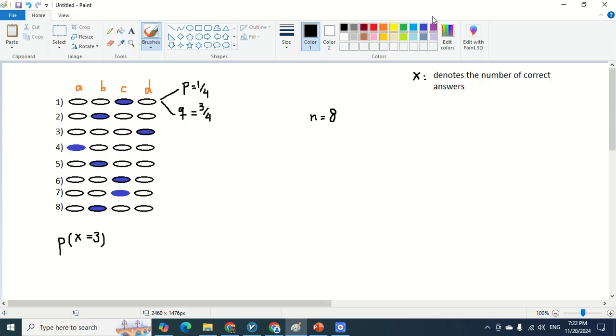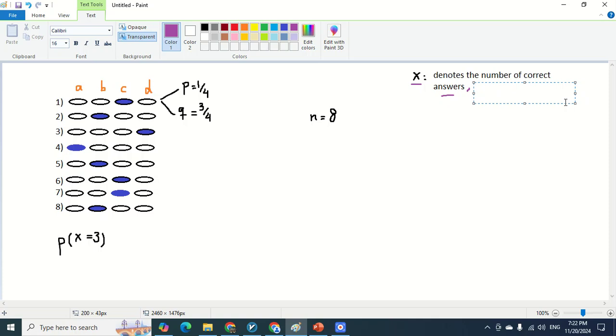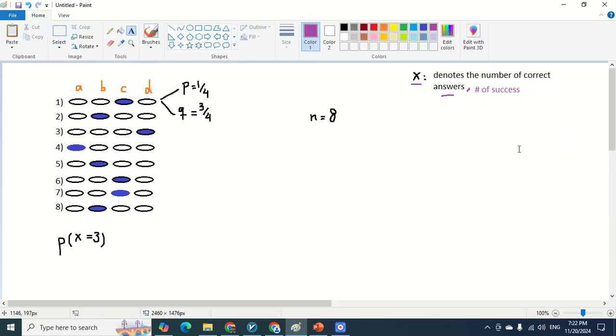The most important thing is about the random variable as well. The random variable denotes the number of correct answers, or the number of successes. So by another word, this characterization determines that X follows the binomial distribution. In other words, X, the number of successes, follows the binomial distribution with two parameters: n, the number of trials or statistical experiments, is 8, and p, the probability of success, is 1 over 4.